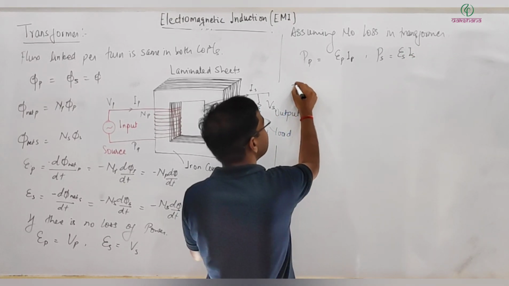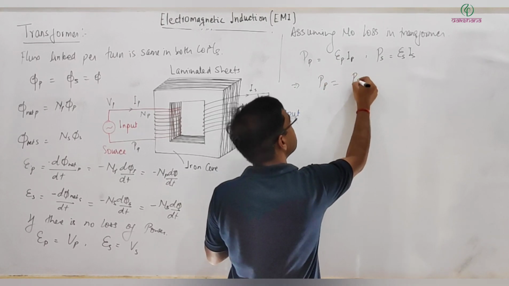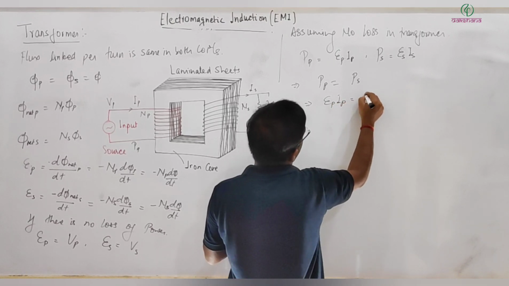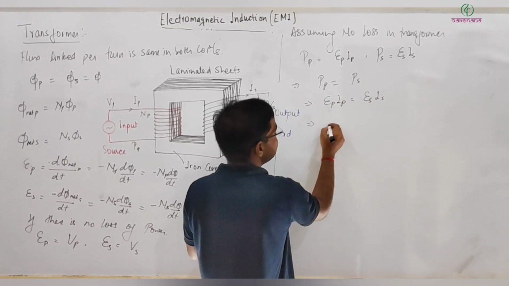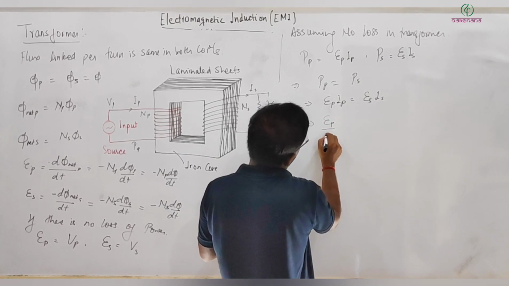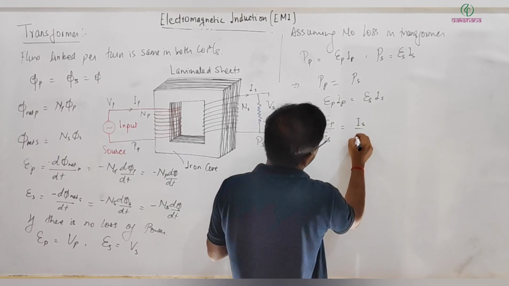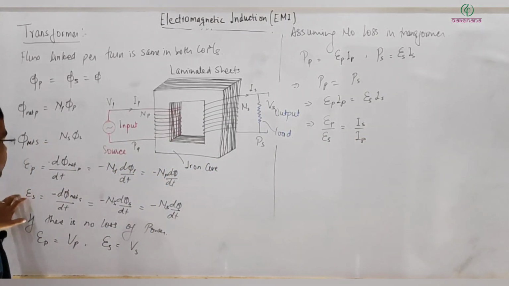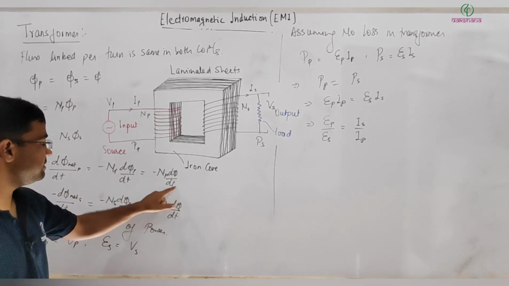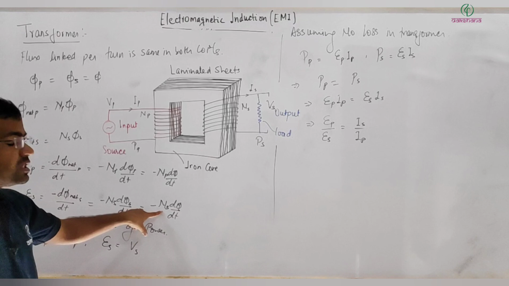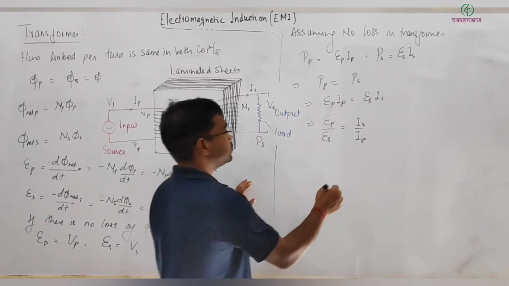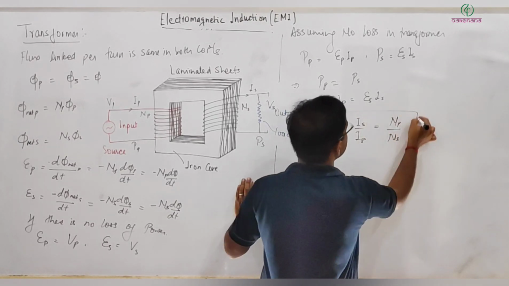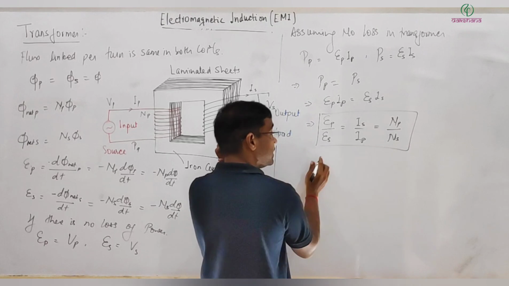So if there is no loss, then power should be the same, and that implies E primary I primary should be E secondary I secondary, and this implies E primary by E secondary is equal to I secondary by I primary. And if I divide E primary by E secondary, d phi by dt will simply get cancelled out. This ratio comes out to be number of turns in primary to number of turns in secondary. This way, this is called the transformer turn ratio.